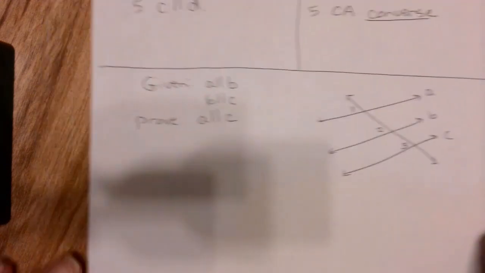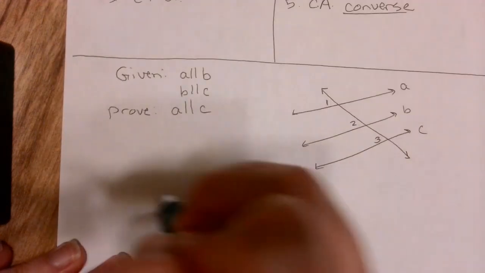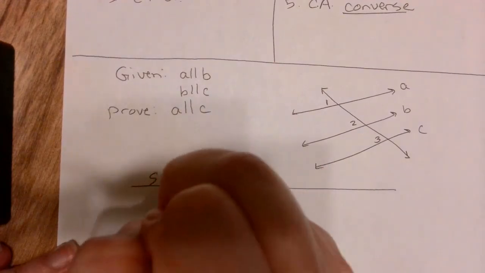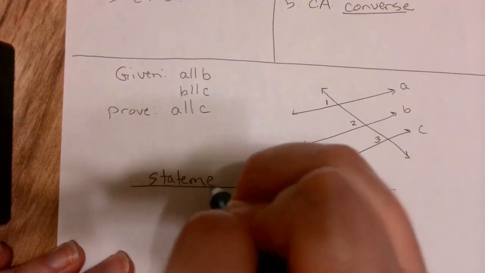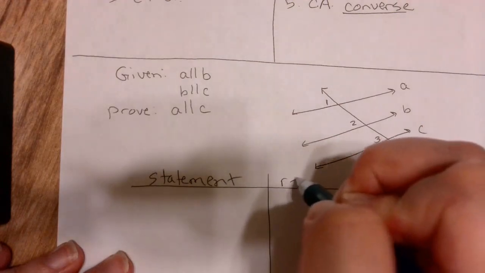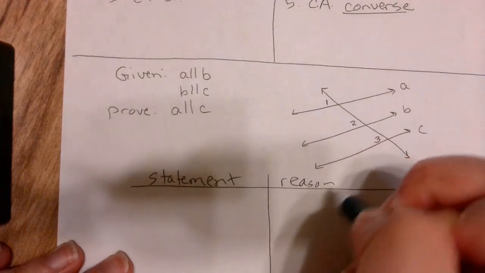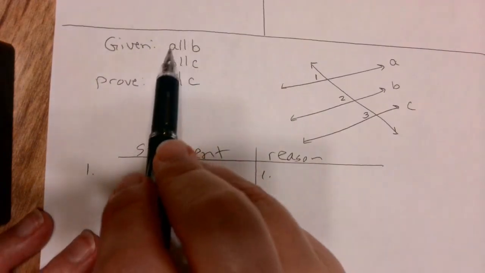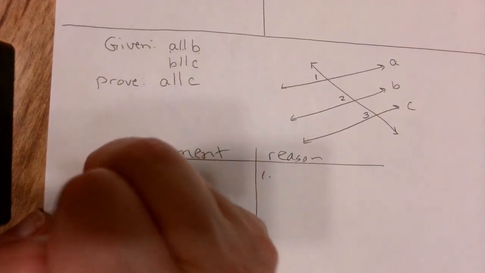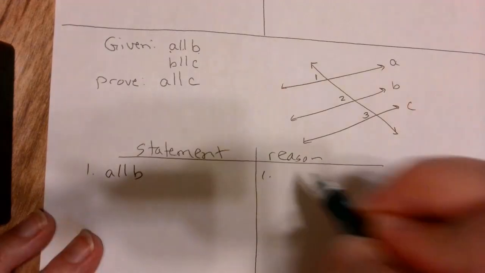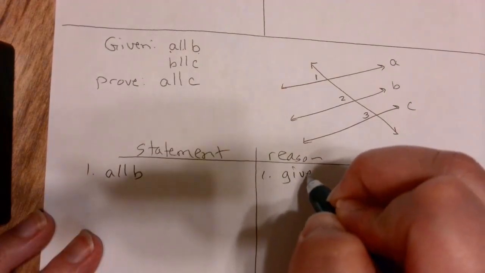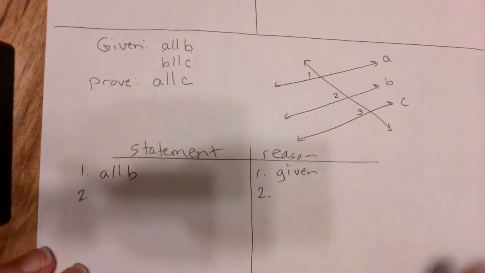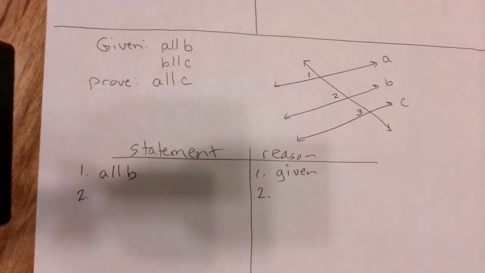All right, so let's do a 2-column proof. Statement and reason. Line 1, always the first given. A is parallel to B. And how do we know? It's given. All right, we know that they are parallel.